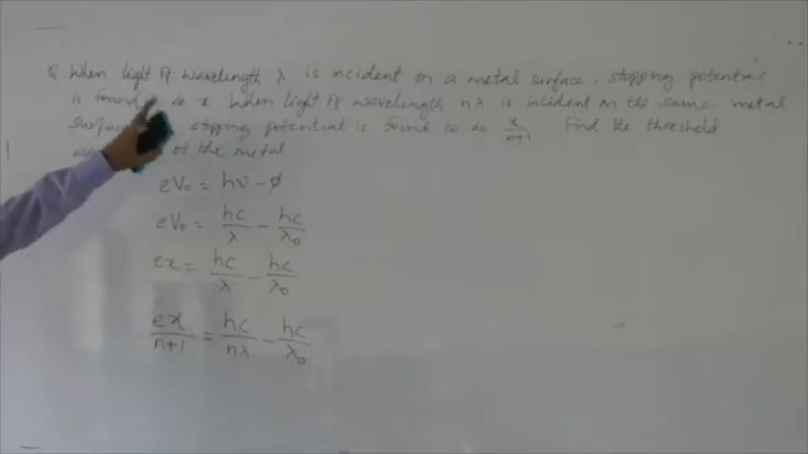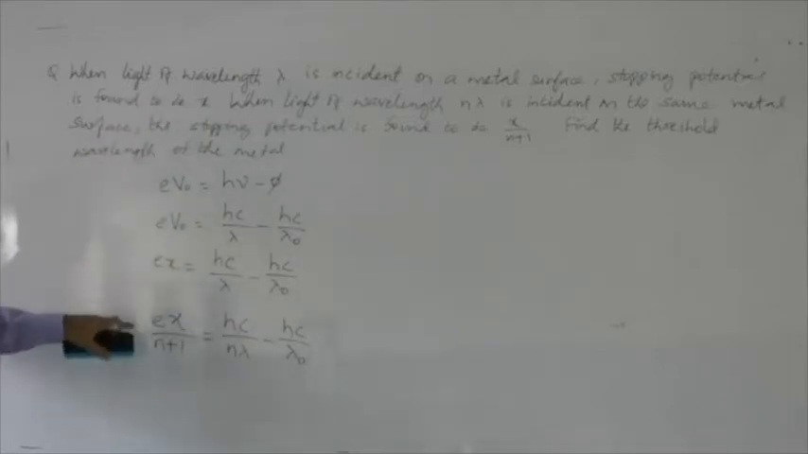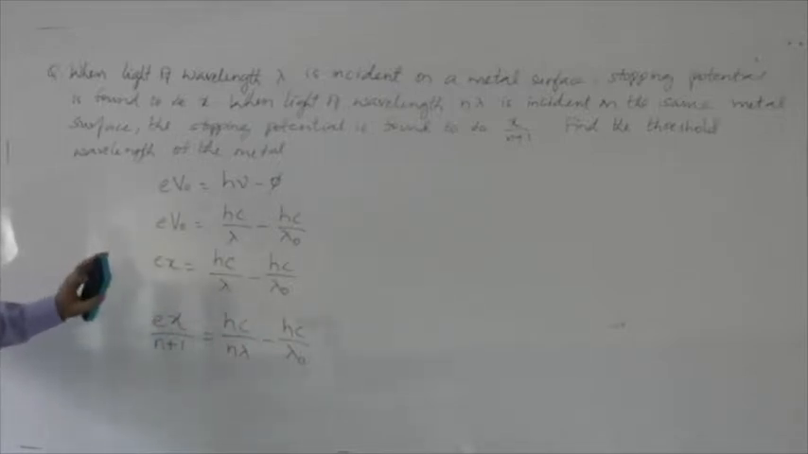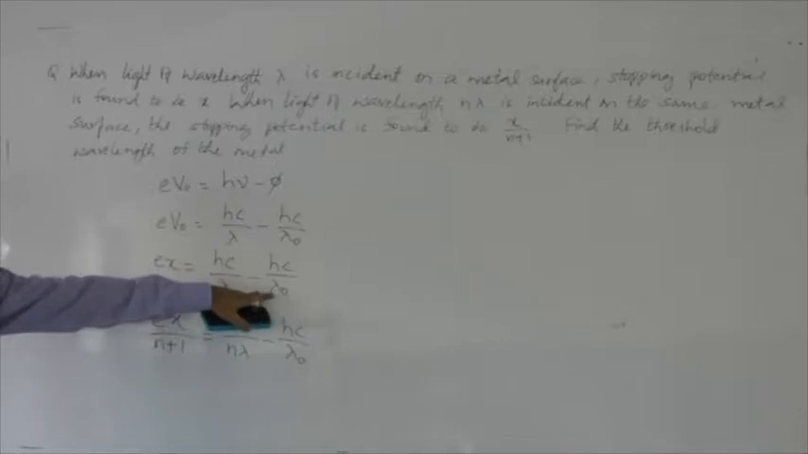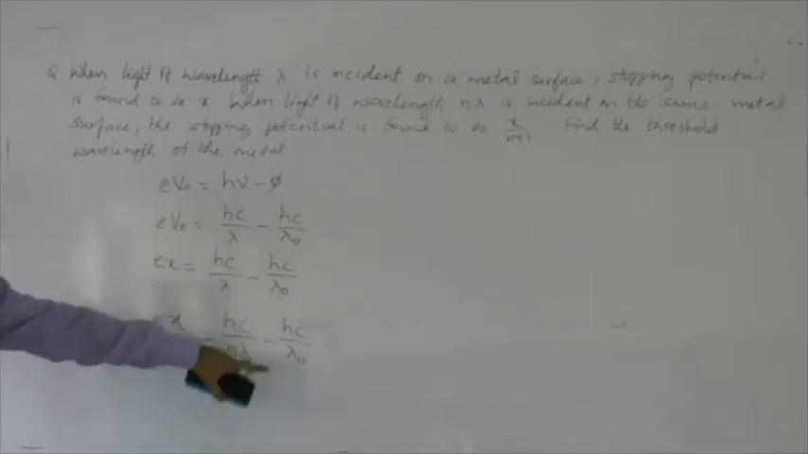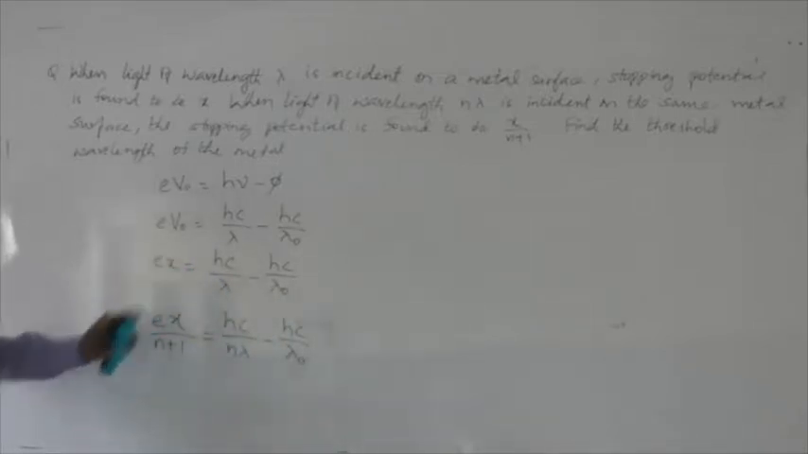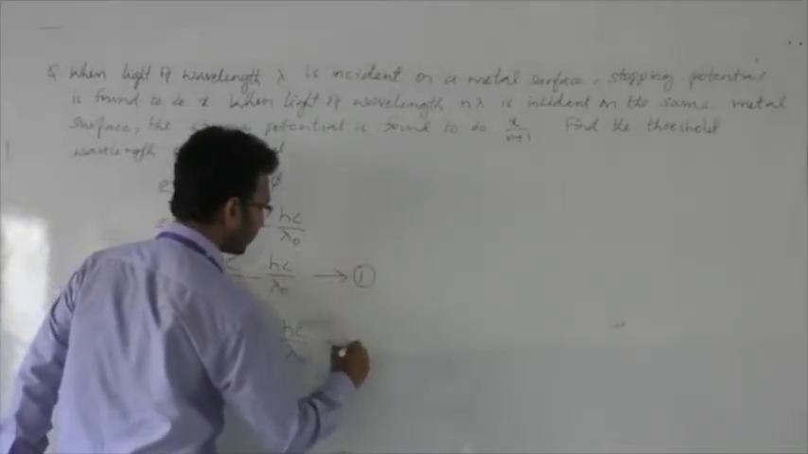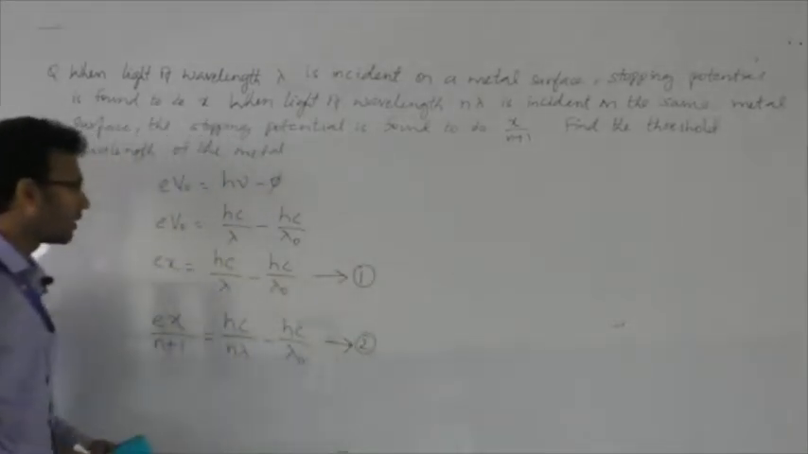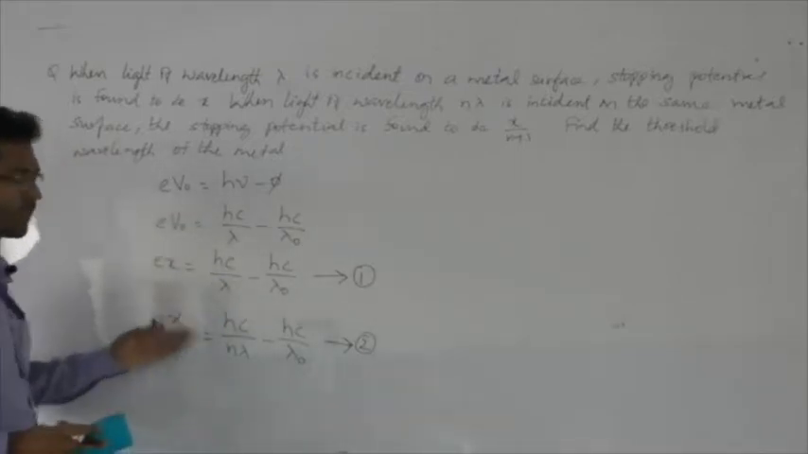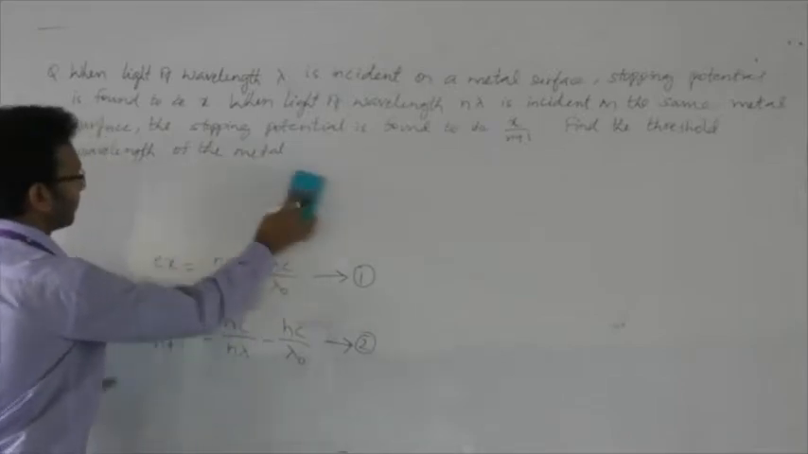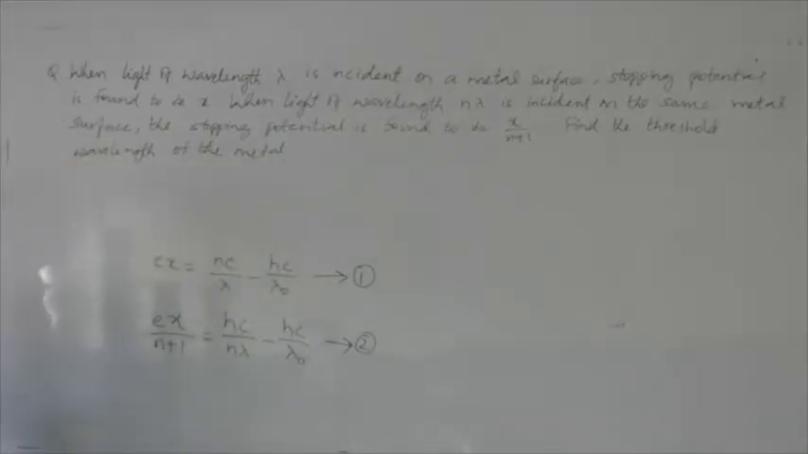Now according to the given data, you have these two equations. The procedure is just that we have to solve these two equations in order to find lambda naught. We have two equations, and the unknown lambda naught can be found by solving them. So let's say this is equation 1, this is equation 2. Now for solving the equations, there could be many methods.